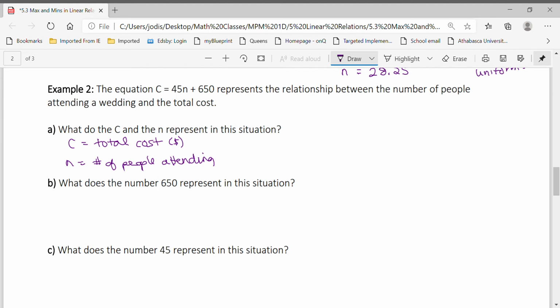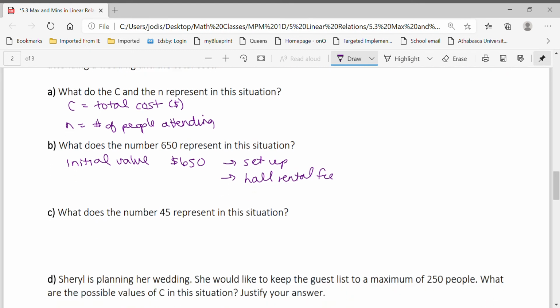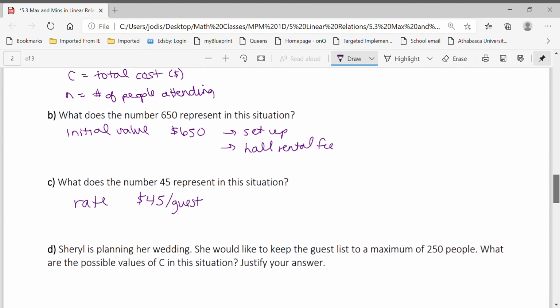So what does the number 650 represent in this situation? This is our initial value. Okay, so this would be the $650. It could be like a setup fee or a hall rental fee. We want to know, what does the number 45 represent? So that's the rate. It's $45 per guest. Right? So that would be like per person or per plate, right? At a wedding, you're usually paying for the meal.